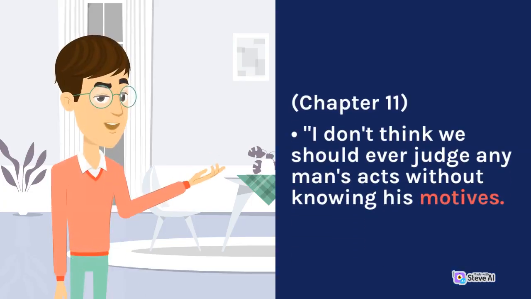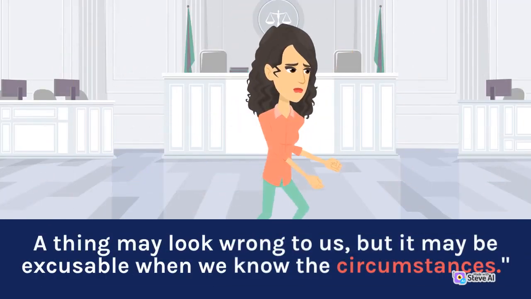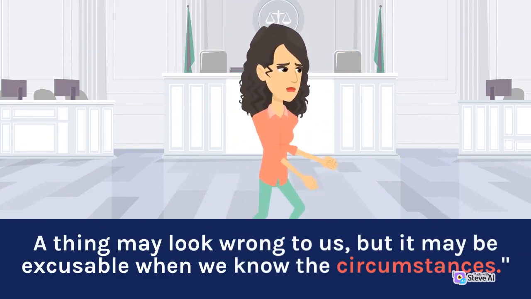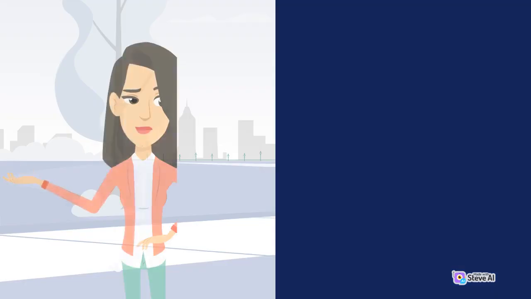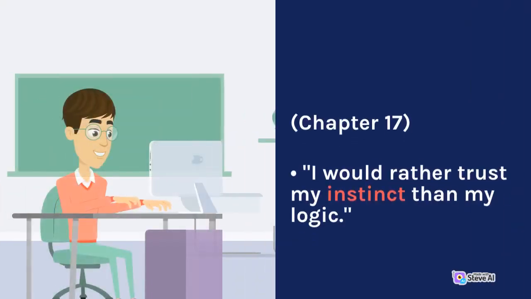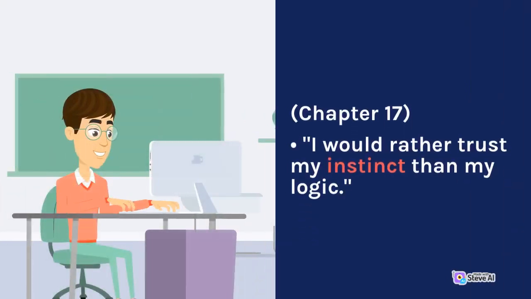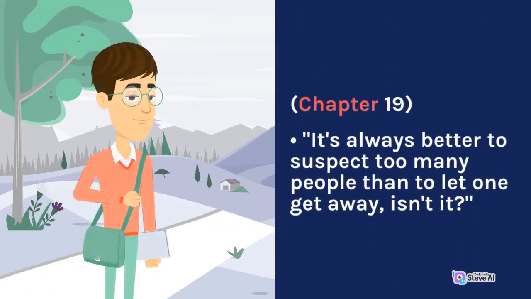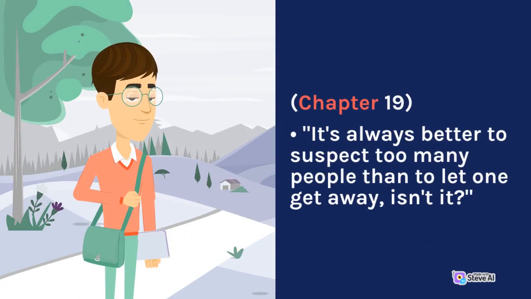Chapter 11: I don't think we should ever judge any man's acts without knowing his motives. A thing may look wrong to us, but it may be excusable when we know the circumstances. Chapter 15: Everything in this world has a meaning if one can but find it. Chapter 17: I would rather trust my instinct than my logic. Chapter 19: It's always better to suspect too many people than to let one get away, isn't it?